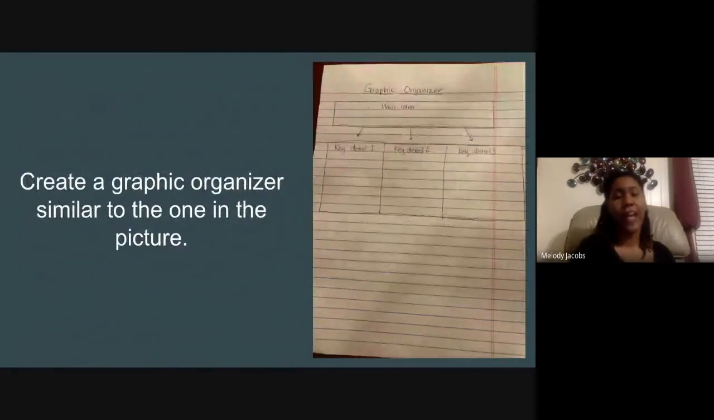Next, we are going to make our own graphic organizer. In the top bubble, I want you to write main idea and leave enough room so that you can write a main idea sentence for the story we will read. Then below it, you are going to create three boxes. These boxes are going to be where you put the supporting details. You can label the boxes key detail 1, key detail 2, and key detail 3. Please feel free to pause the video if you need more time to create your graphic organizer.